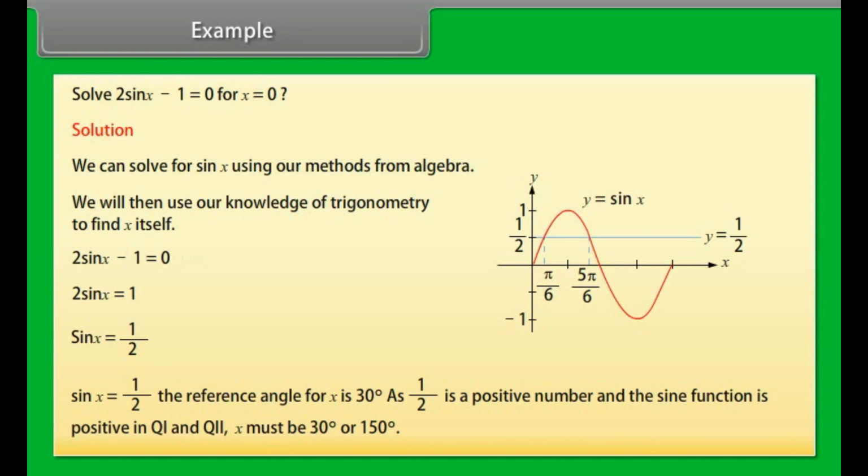The reference angle for x is 30 degrees, as 1 by 2 is a positive number and the sine function is positive in quadrant 1 and quadrant 2. x must be 30 or 150 degrees.